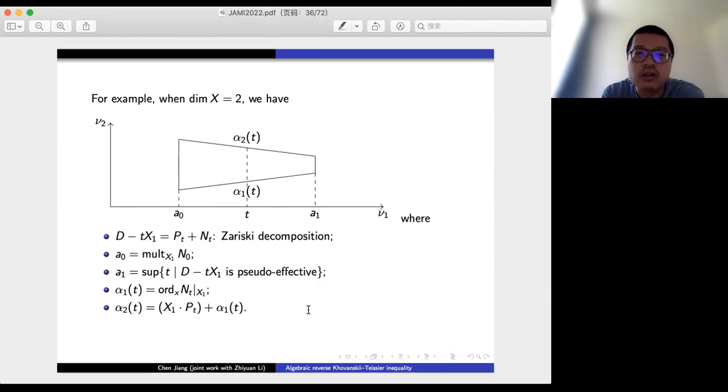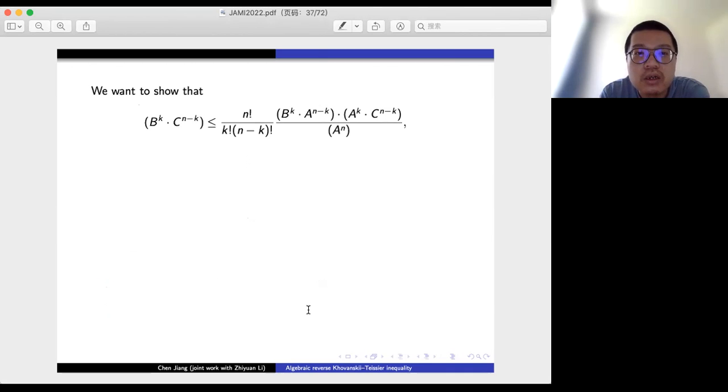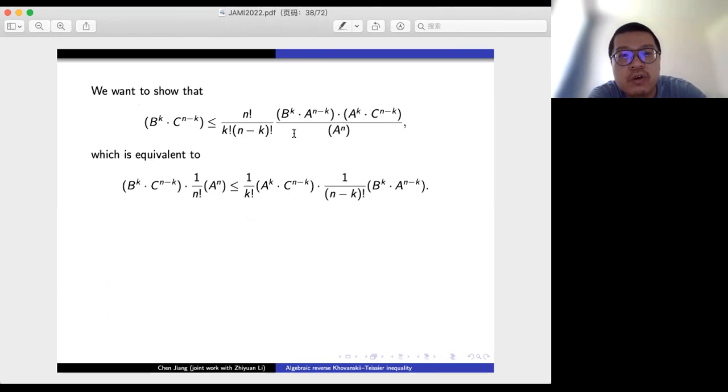Okay, so this is actually not so hard to compute. Let's go back to our inequality. How do we translate it into a problem about Okounkov bodies? We can just rewrite this inequality in the following form.